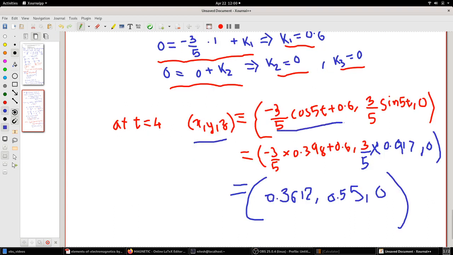I'll be plugging in this value, 3 by 5 cos phi t, t equal to 4. I will get minus 3 by 5 into 0.398 plus 0.6, which will be 0.3612. Here I'll get 3 by 5 into 0.917. This will be 0.55.